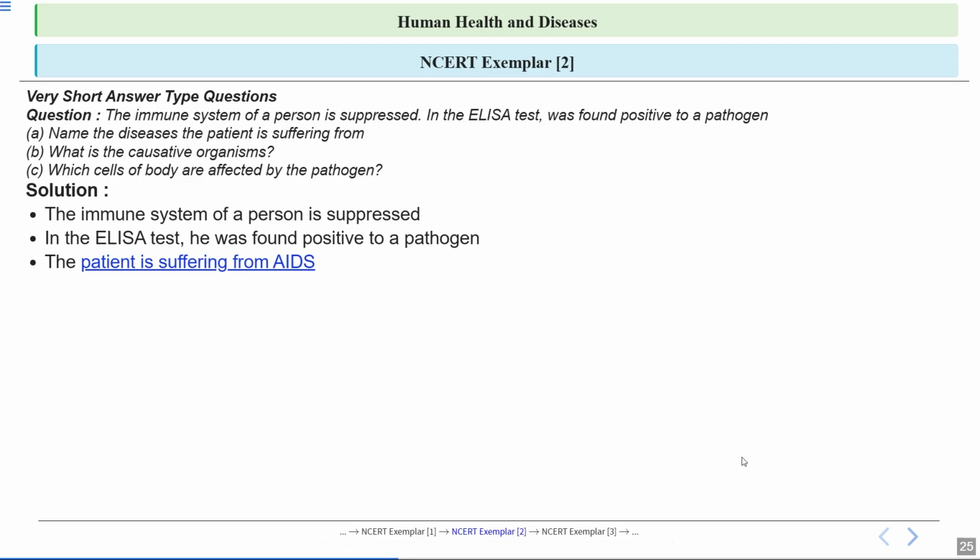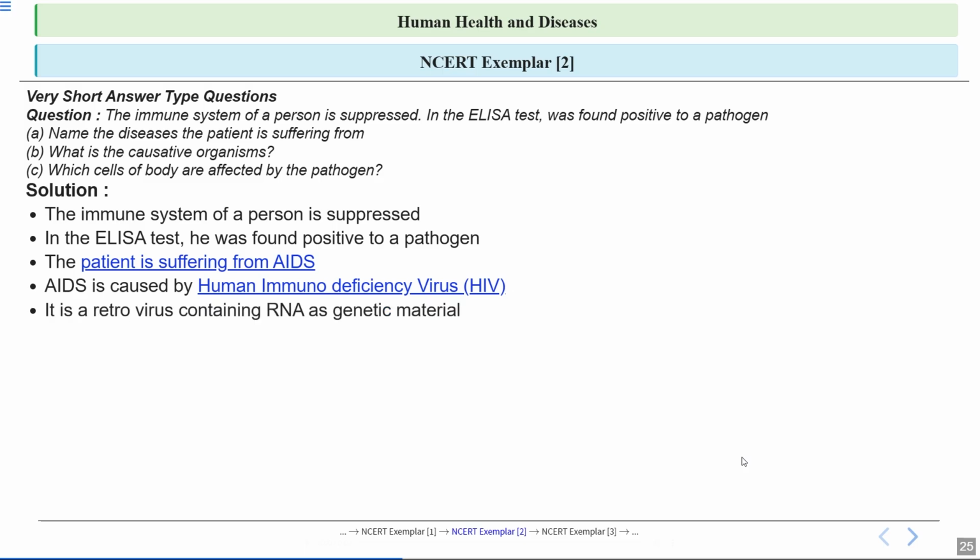So, remember, AIDS is a condition that results when the immune system is severely weakened by HIV. AIDS is caused by human immunodeficiency virus, which is HIV. This virus specifically targets and destroys important immune cells. HIV is a retrovirus, which means it contains RNA as the genetic material.